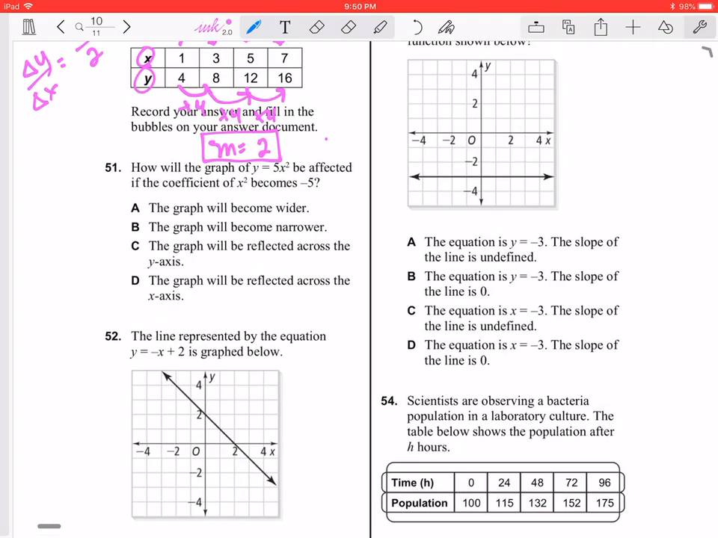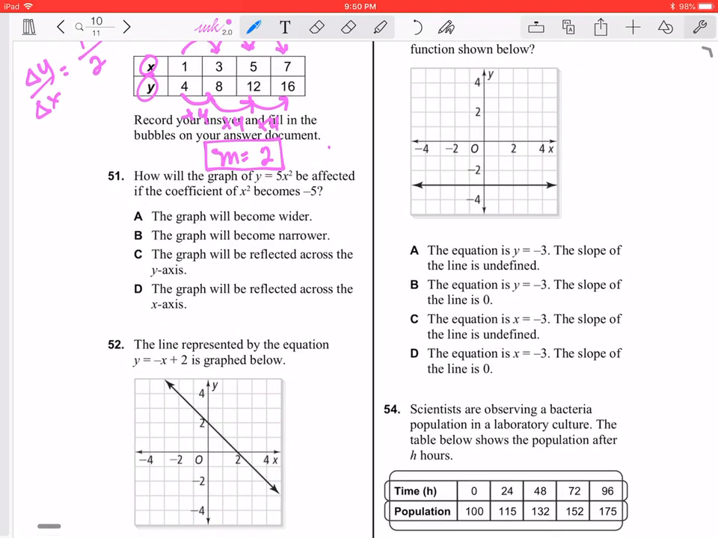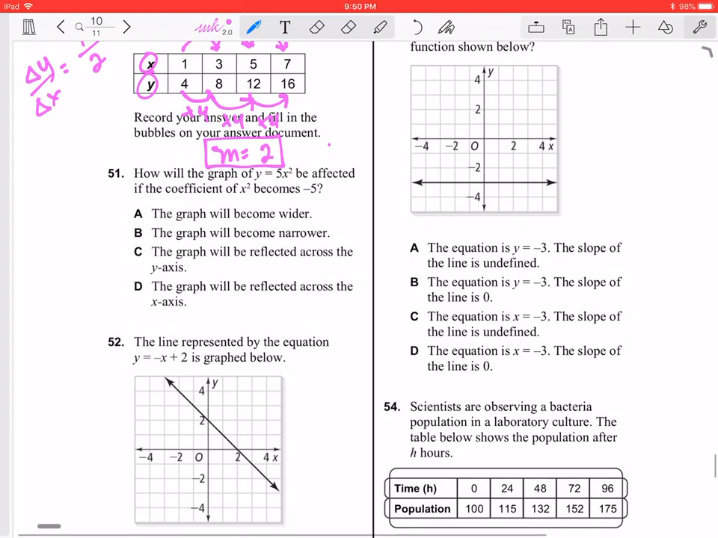Number 51, how will the graph of y is equal to 5x squared be affected by the coefficient of x squared becoming negative 5? Remember, when that a value, that number in front, becomes negative, it doesn't change the width or the narrowness. Now, this is a squared, so our graph is going to be a happy face first.